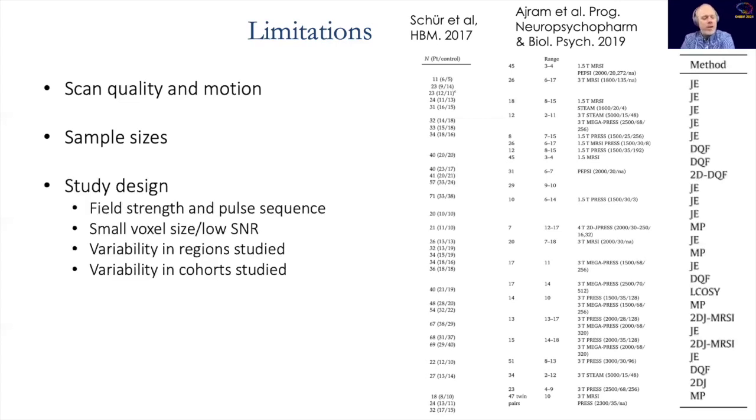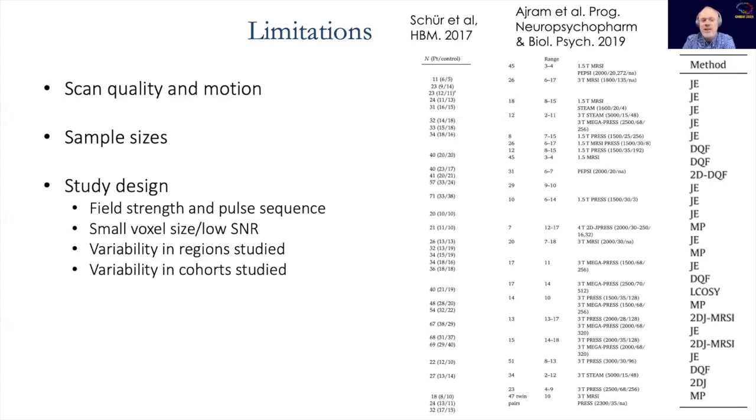Now, furthermore, when you look at the literature, you see a lot of differences in study design. People have used different field strengths and different pulse sequences that might also lead to an inability to reproduce some of these findings. Studies, sadly, still often use small voxel size and therefore low SNR. And so those data might be more difficult to interpret. And of course, it really depends on where you're studying and who you're studying.